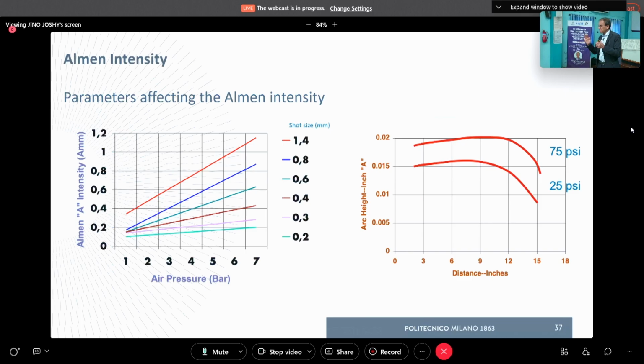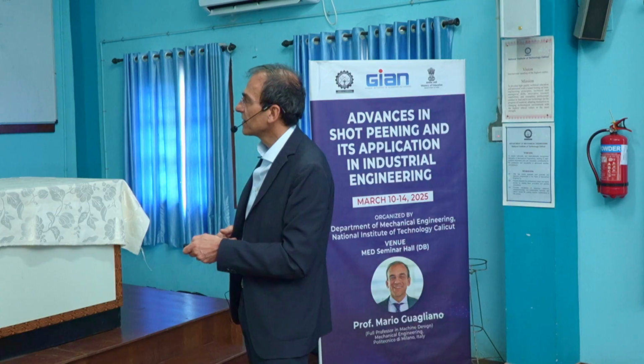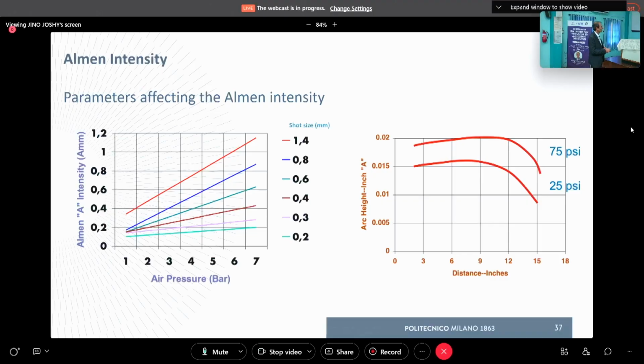Okay, here we see some graphs that should better clarify the influence of some of the parameters on the Almen intensity. Here we have what is represented in this graph. On the horizontal axis, the abscissa, we have air pressure, and on the ordinate, we have the Almen A intensity. So we are talking about Almen strip type A, and we have different shot sizes with different curves. Each curve represents a shot size expressed in millimeters.